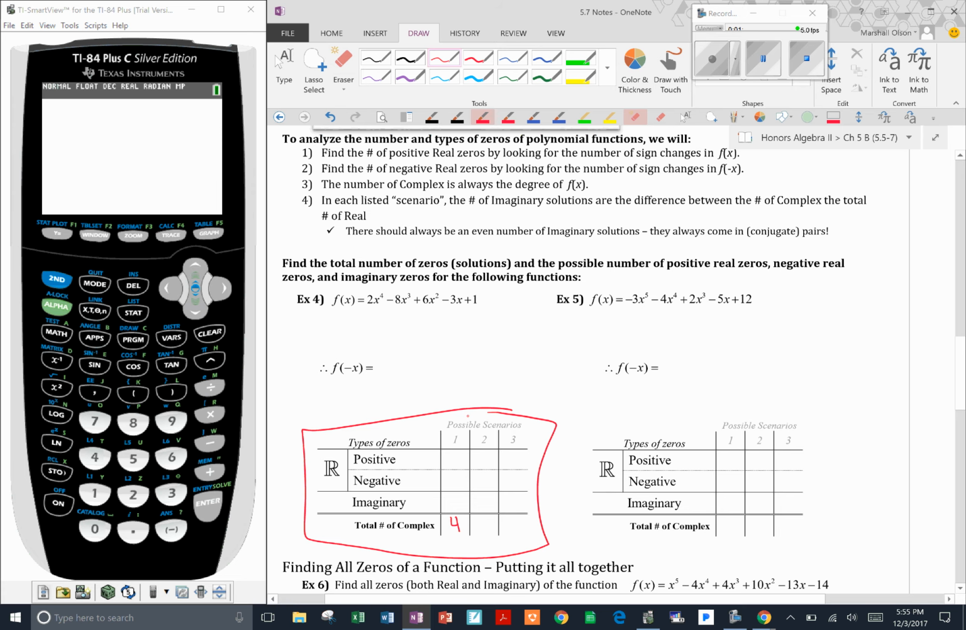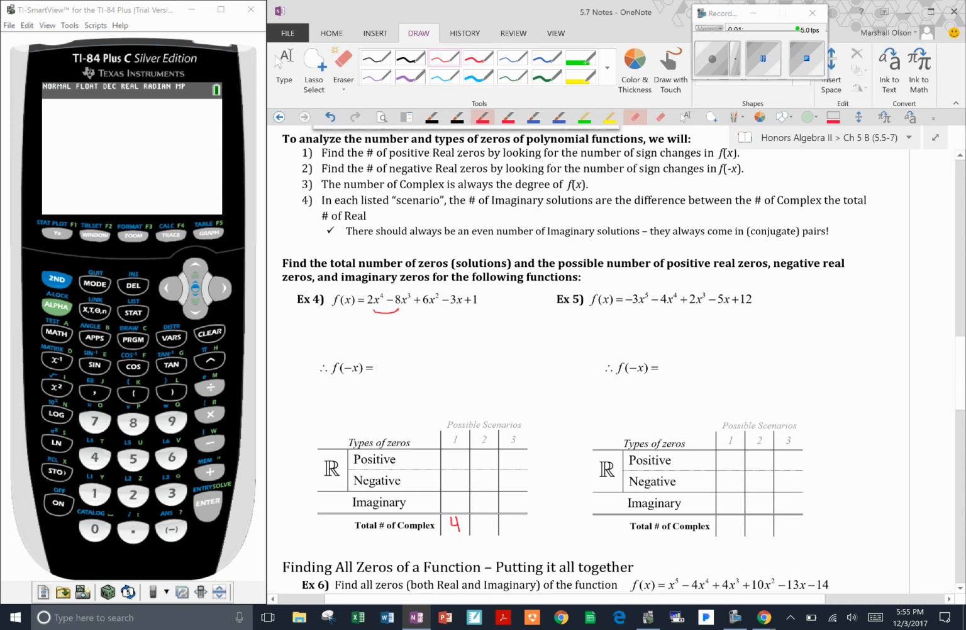Notice that our table is a little bit more complicated looking because now the real are split into both positive and negative. But we're going to treat it the same way we did on the other table, where we have these possible scenarios. Right now I know I have 4 complex, so I just have this one scenario going on right now. Let's find out how many positive there are by counting the sign changes.